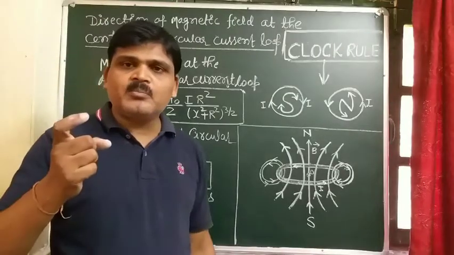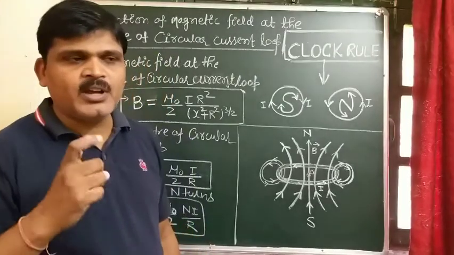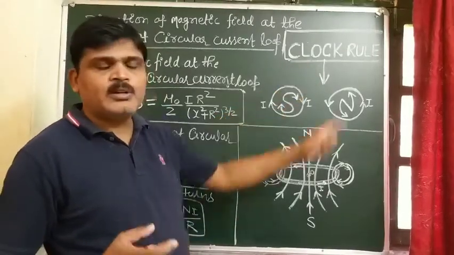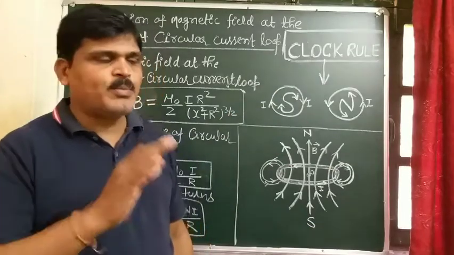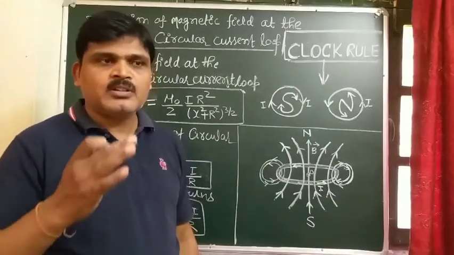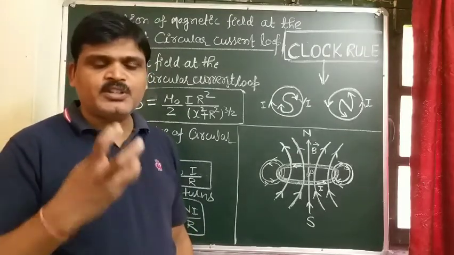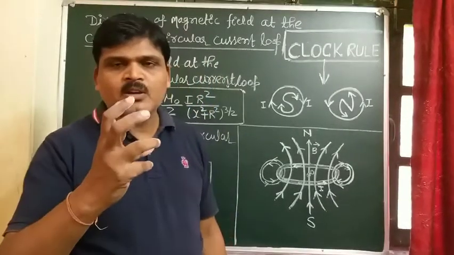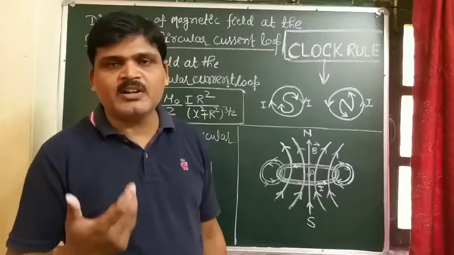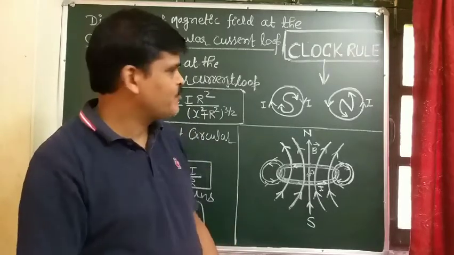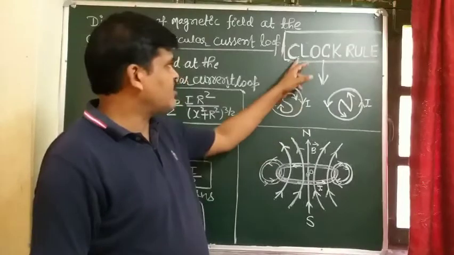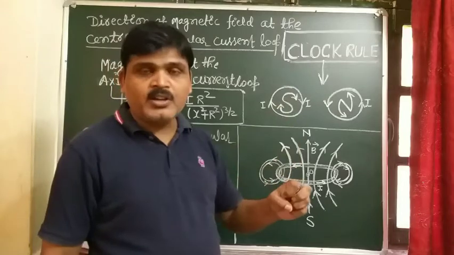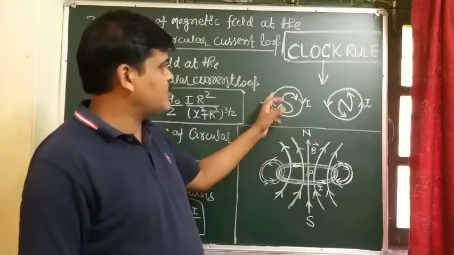And polarity of circular current loop can be obtained by the clock rule. So student, with the help of clock rule, we can find the polarity of circular current loop, in which face of the circular current loop behaves like a north pole, and which face behaves like a south pole. So student, see the diagram here, clock rule to find the polarity of south or north pole in a circular current loop.